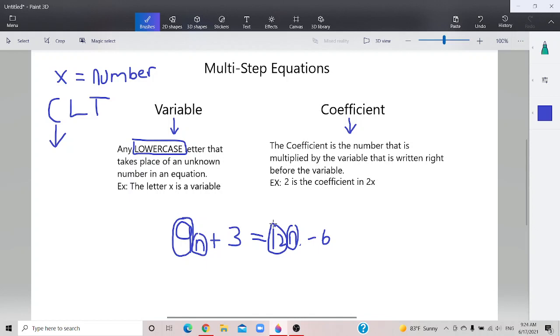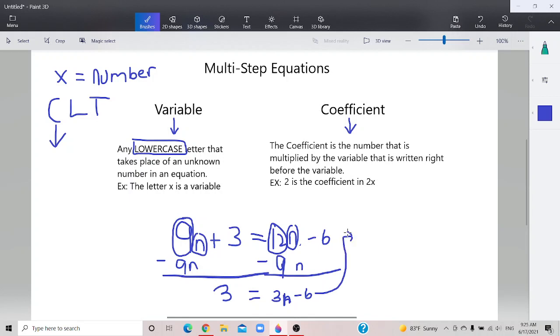Because 9n is smaller than 12n, we can subtract 9n from this side of the equation. And so we get 3 on this side equals, now we have to subtract 9n from here as well, and we get 3n minus 6. So we see here that we have 3n and we have to just separate it from the minus 6.